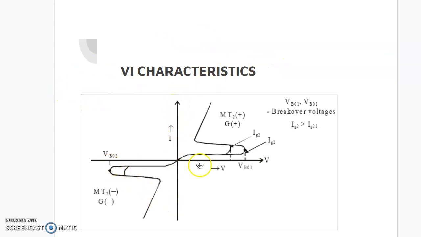You can see that the VI characteristics of the triac are similar to an SCR, but it has VI characteristics in the third region as well. Why is it like this? Because SCR will only conduct in one direction, but triac will conduct in two directions. If we give a positive gate pulse, the triac will conduct from MT2 to MT1. But if we give a negative gate pulse, the triac will conduct in the opposite direction, that is, the current can flow from MT1 to MT2. So it is an SCR, but it is bidirectional.